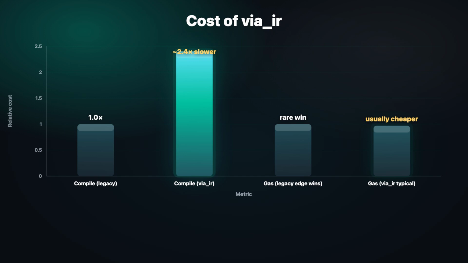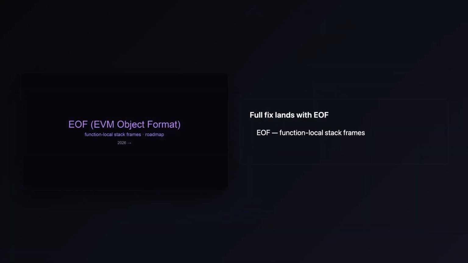Gas costs are almost always slightly better under via IR, but there is a small set of edge cases where legacy still wins by a few units, and full stack too deep elimination is not here yet either. That waits on EOF, the EVM upgrade that lets functions have their own stack frames. For now, via IR reduces the pain. It does not retire it.